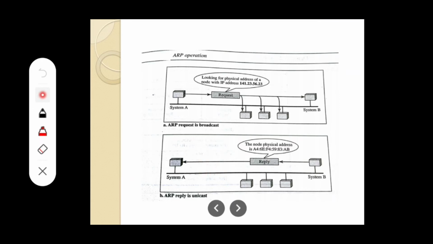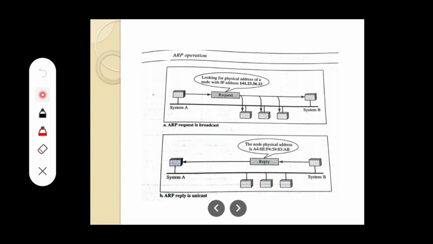Okay, such a reply is called an ARP reply, and this ARP reply is actually unicast. So why is it unicast? What is the meaning of unicast? Unicast means one to one. Broadcast means one to many. So here the reply is in unicast form, but the request is in the form of broadcast. Clear? This is called ARP, address resolution protocol.